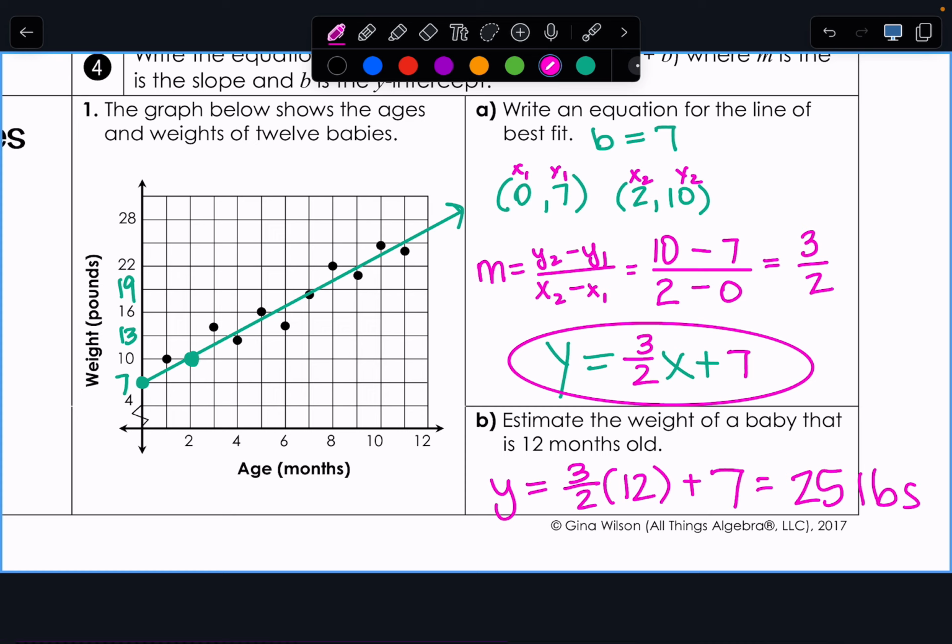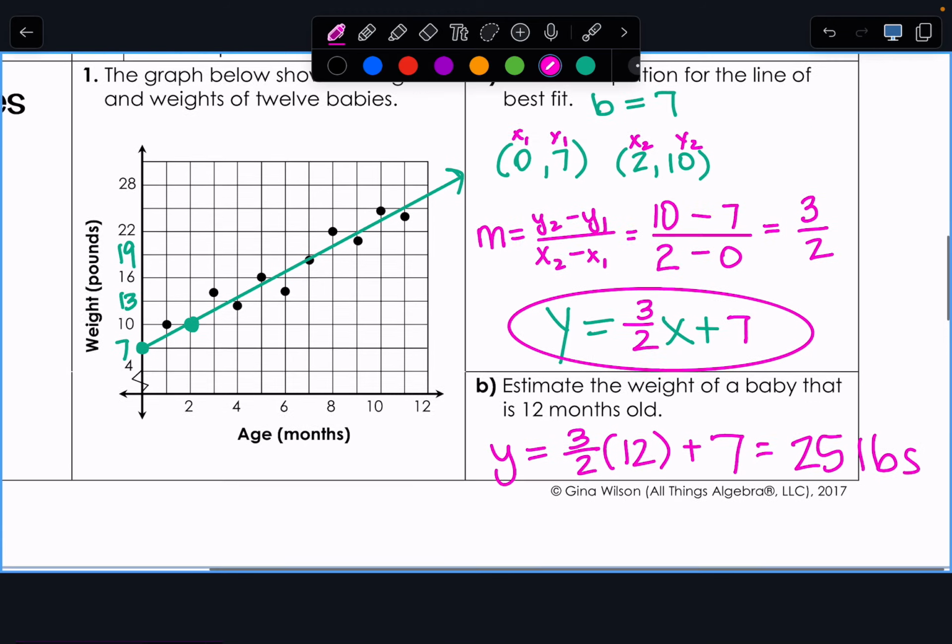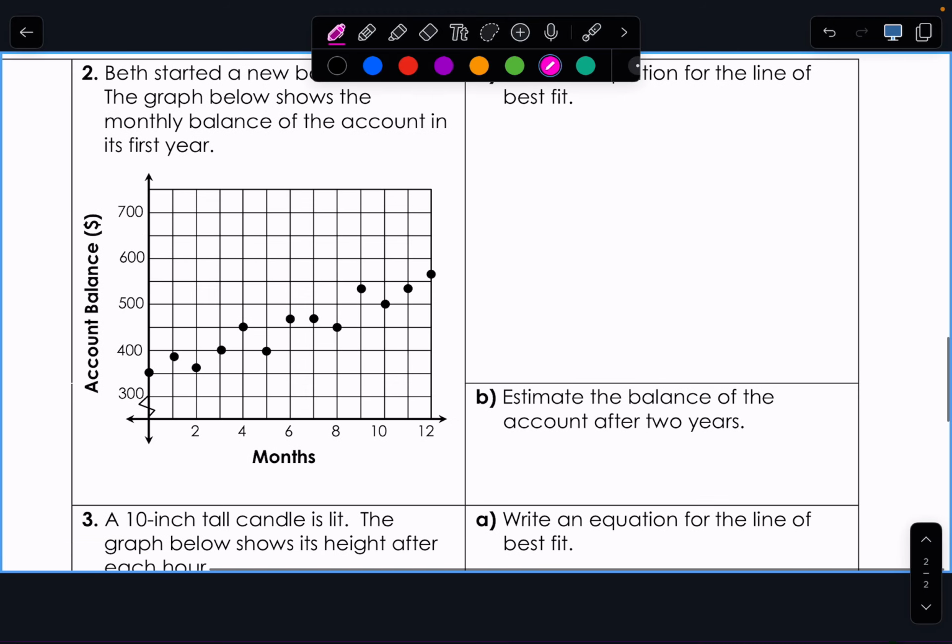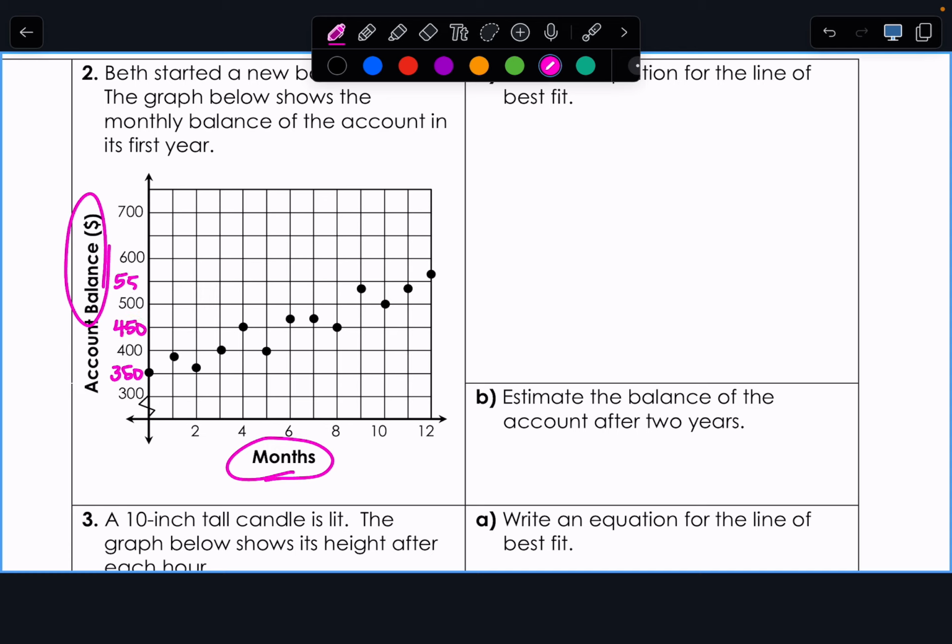All right. We'll do one more together, and then you can do your homework, okay? Beth started a new bank account. The graph shows the monthly balance of the account in the first year. So here's the months. Here's the account balance, okay? What is our y-intercept? 350. Okay, so we're counting by 50s. So you're saying that b is 350. So when we make our slope, we're going to have a coordinate 0, 350.